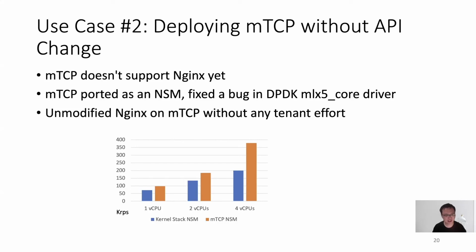And you can see in the figure, we have a performance gain in all CPU configurations. And in the 4 vCPU scenario, mTCP brings about 1.8 times performance gain.